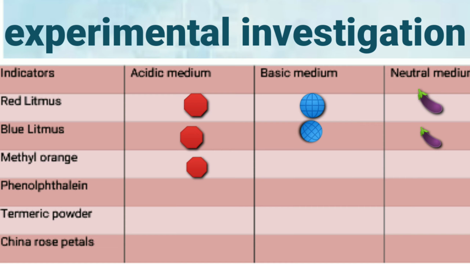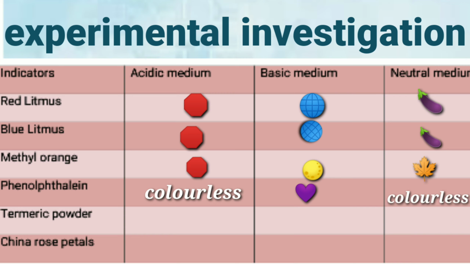In basic medium it turns yellow, and in the neutral medium it does not change its color, it will remain orange. Phenolphthalein is a colorless indicator. So when added to acidic medium, no change in color, it will remain colorless. In the basic medium, it will turn deep pink, and in neutral medium, it will not change its color, it will remain colorless.